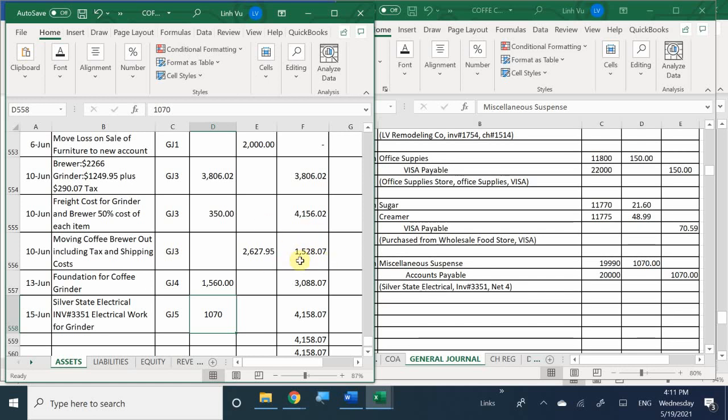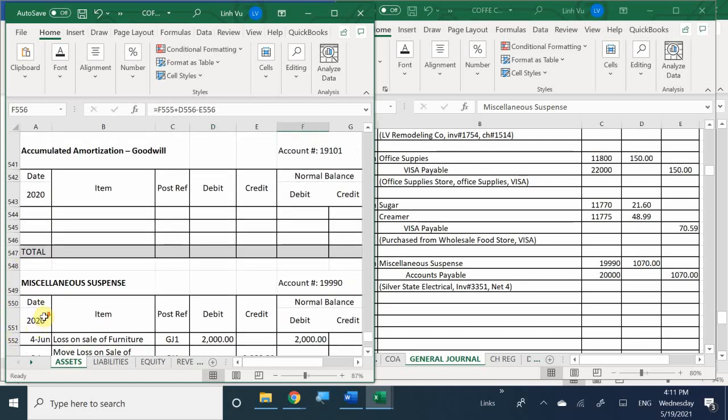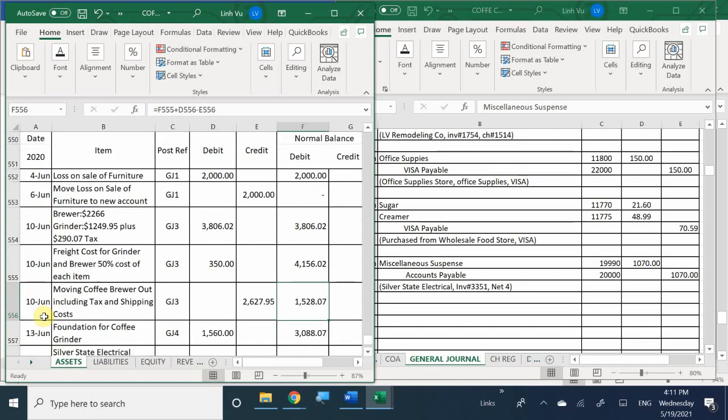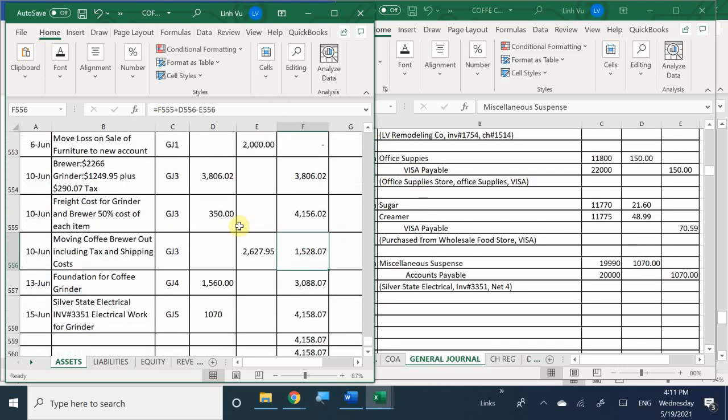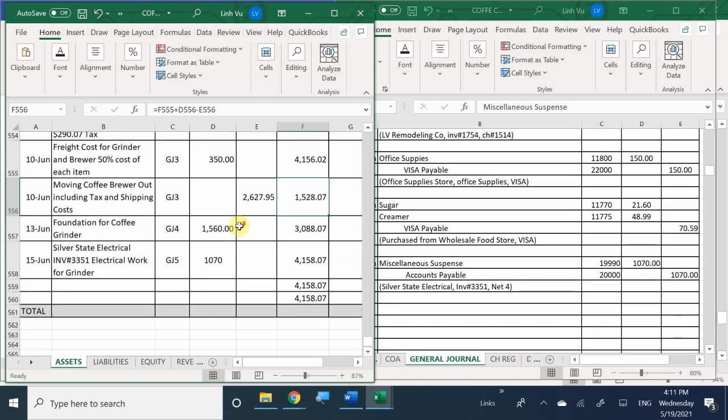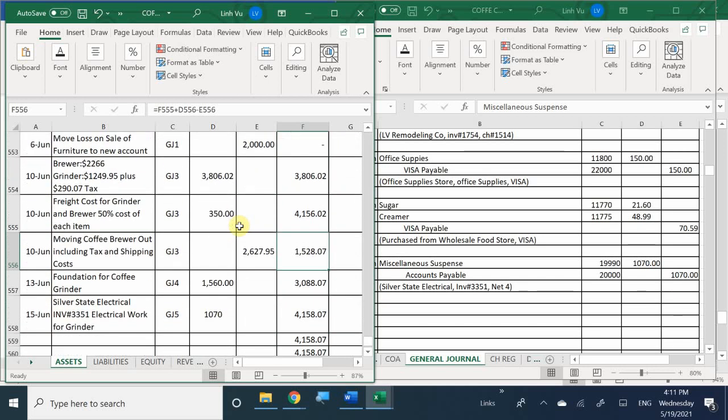Where are you at on there? This is the miscellaneous suspense. I'm just going over my transactions, because Felipe said we have the loss on there. We already took it out. That's out. That's gone. Okay. We're in the ledger. Yes, we're in the ledger.